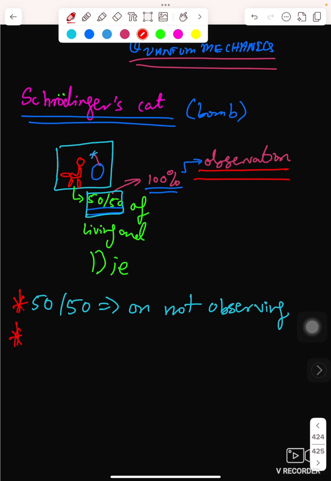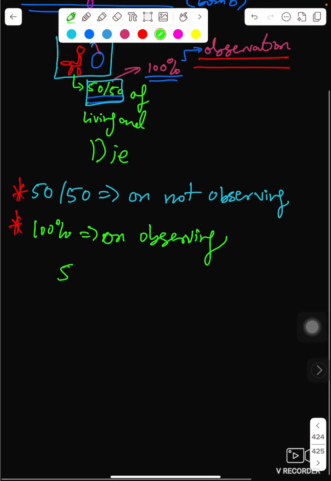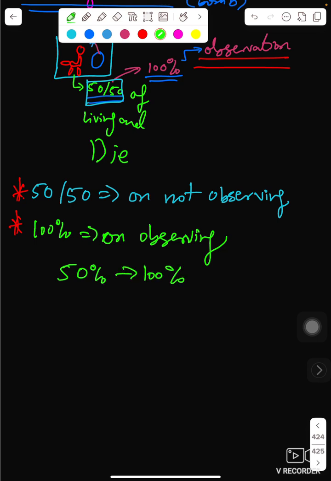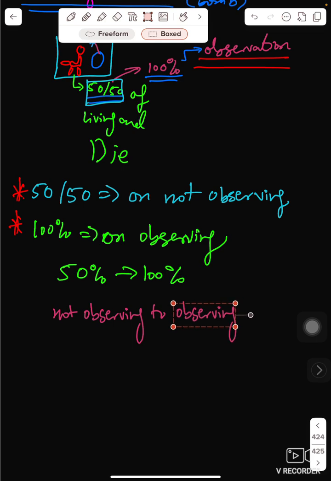And what is that 100%? That 100% is on observing. So what's our change? Our change is 50% to 100%. And how? Not observing to observing.